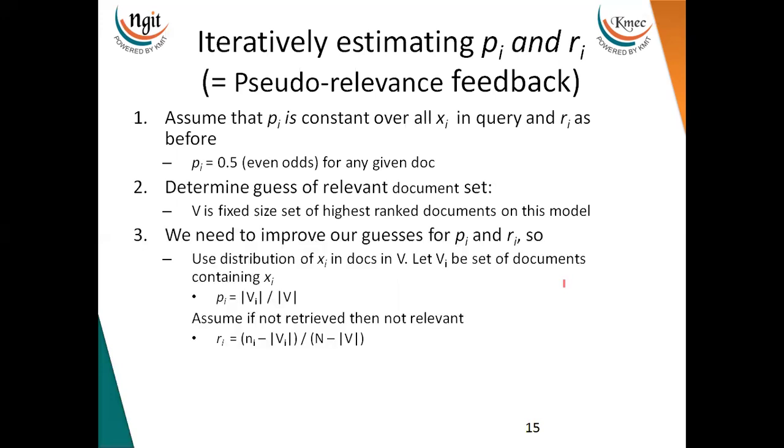Okay. Now using this P and R, we are going to find out Vi divided by V by using our IDF formula, N minus Vi divided by N minus V. Okay, means here what we are considering is how a particular term Xi is distributed in the documents V, which are highly ranked. And if it is not retrieved, means what? It is not relevant. Yeah, means its weight is very poor.